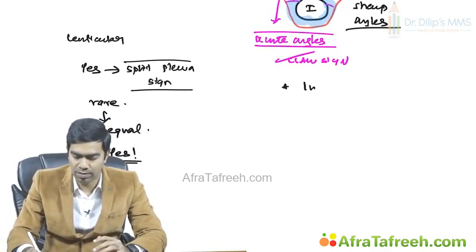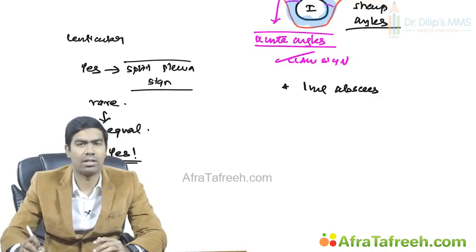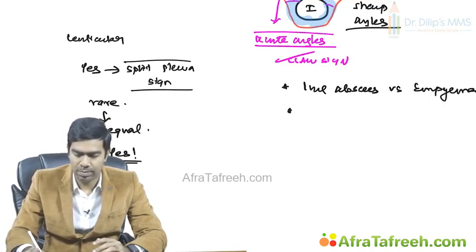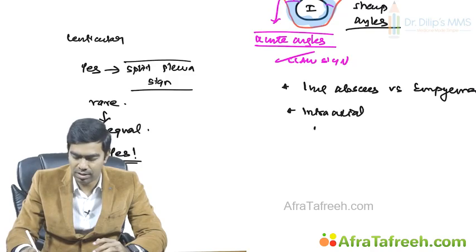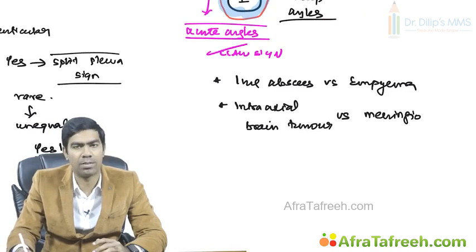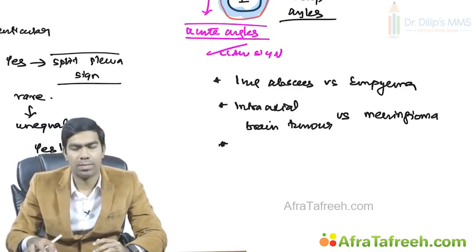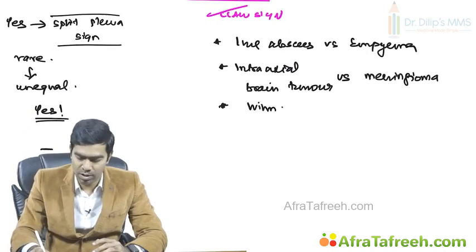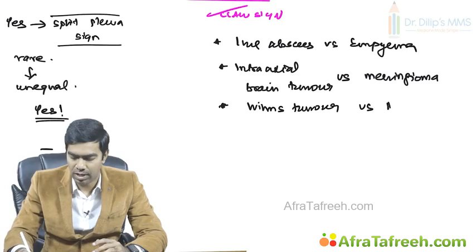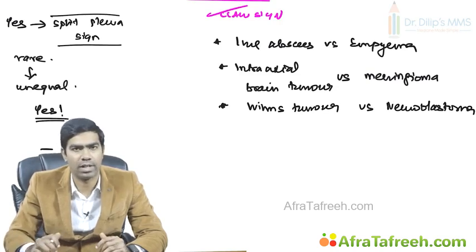For example, it can be useful to differentiate between a lung abscess, which is intrinsic to the lung parenchyma, versus an empyema, which is outside the parenchyma. Similarly, it is helpful to differentiate an intraaxial brain tumor, which means some tumor that originates within the parenchyma of the brain, versus a meningioma, which is an extraaxial tumor which originates outside the parenchyma of the brain. Number 3, it can also be used to differentiate between a Wilms tumor, or otherwise called a nephroblastoma, which originates within the parenchyma of the kidney, versus a neuroblastoma, which is going to originate outside the kidney parenchyma, which may compress on the kidney bud.